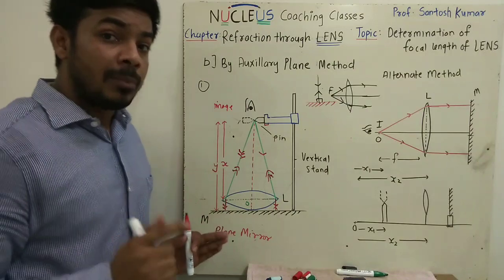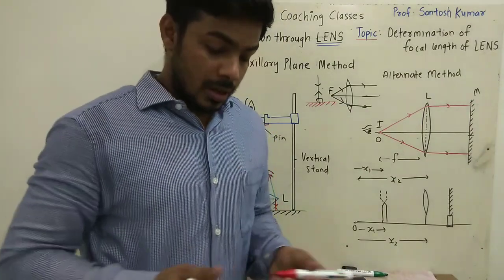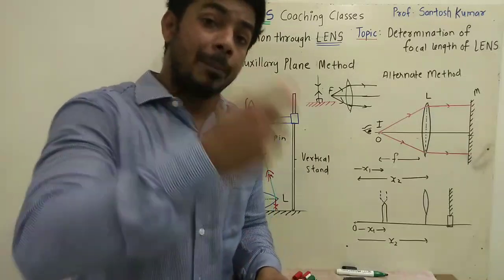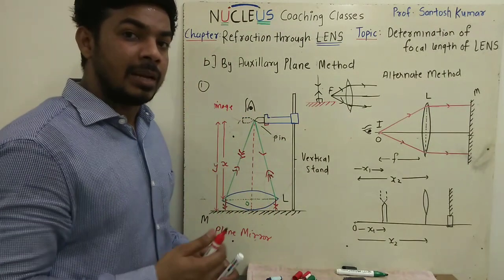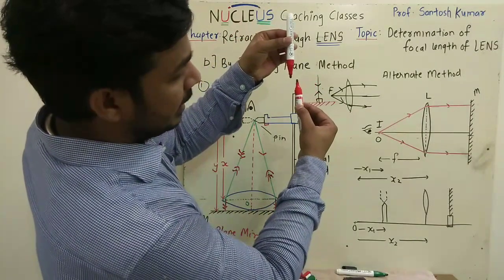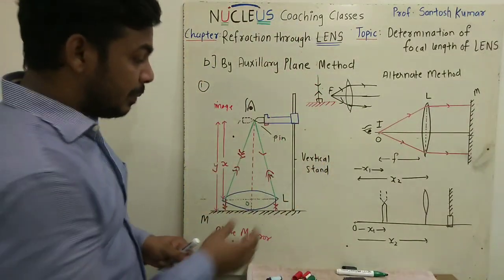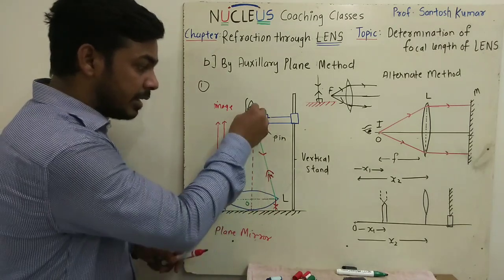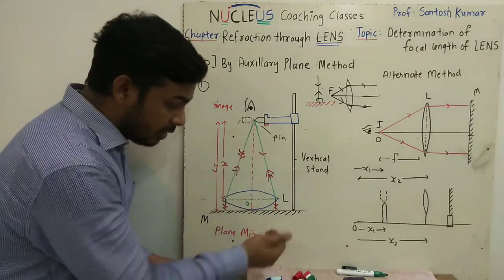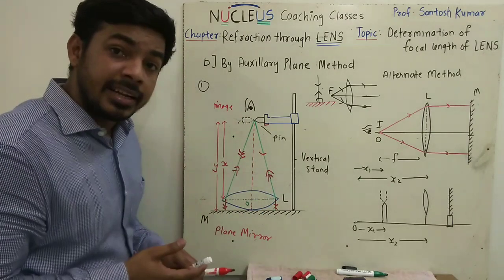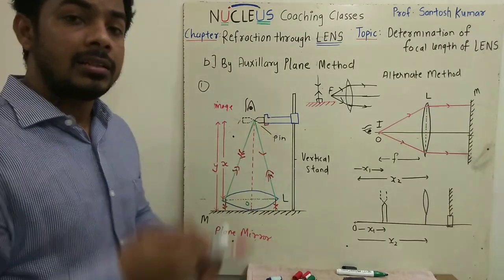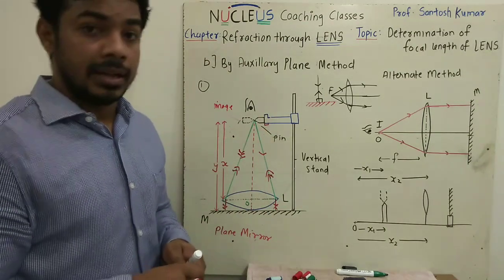You have to remove the parallax, that means you have to look from above, at least at a distance of 25 centimeter from the pin, so that parallax can be removed. You cannot obtain an image like this. The image should be exactly coinciding. That means if this happens, that means rays from the pin getting refracted through the lens, then after striking the mirror again retracing their path, then definitely the pin is located at the principal focus of the lens.